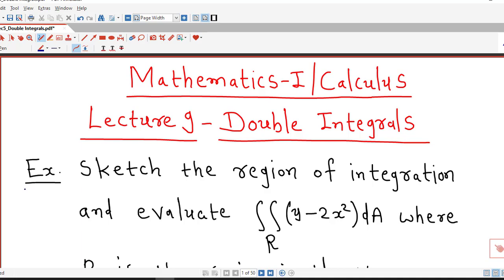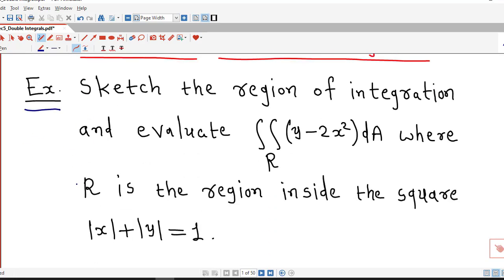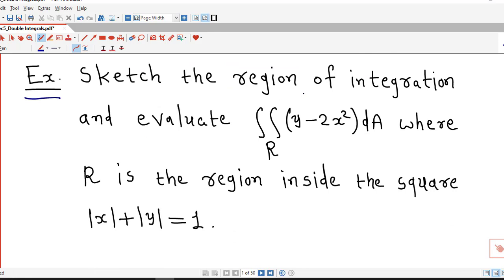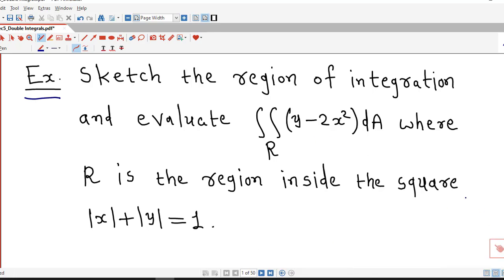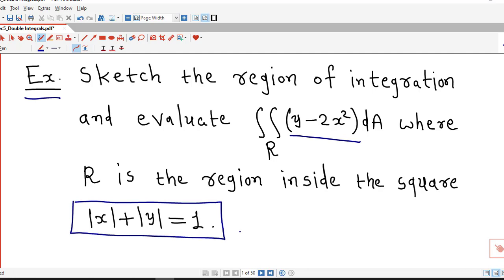So let's start with this new problem on double integral. Sketch the region of integration and evaluate the double integral of y minus 2x squared, where R is the region inside the square |x| + |y| = 1.